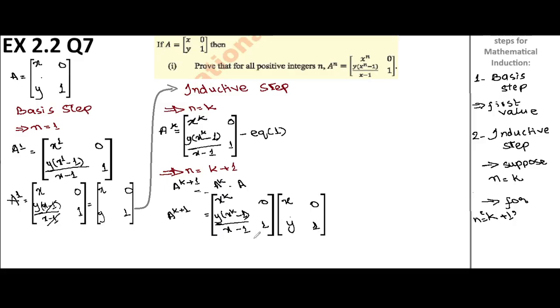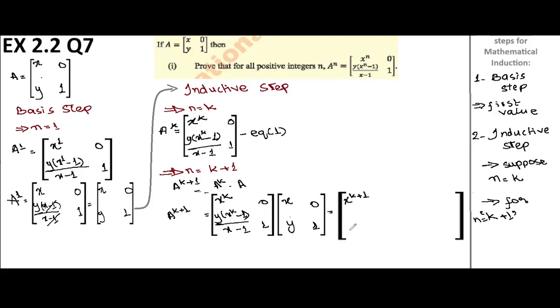And now we are going to multiply these two matrices together over here. So it is equal to, for multiplication, we are going to multiply the first row with the first column. So x raised to the power k into x, we get x raised to the power k plus 1. Then plus 0 into y gives us 0, so we are not going to add it.